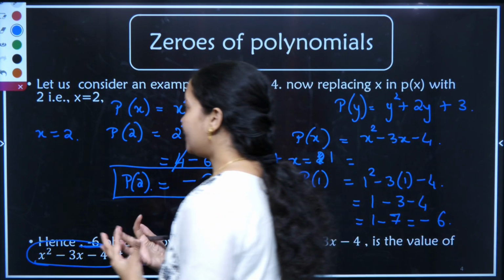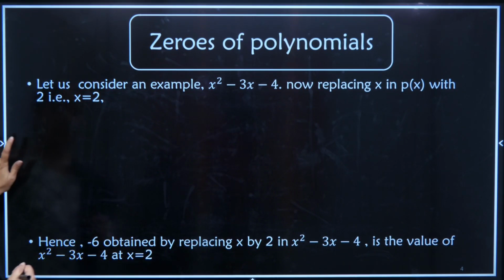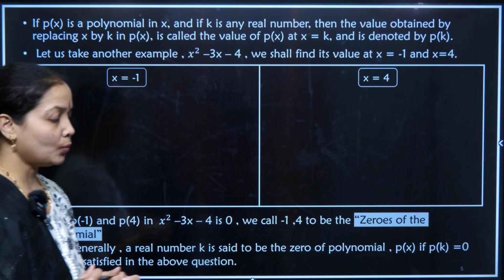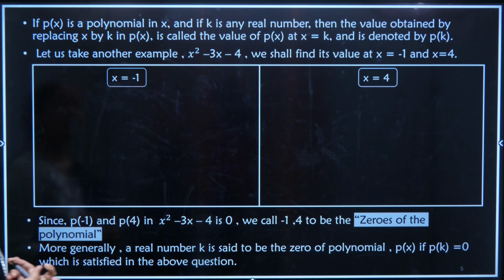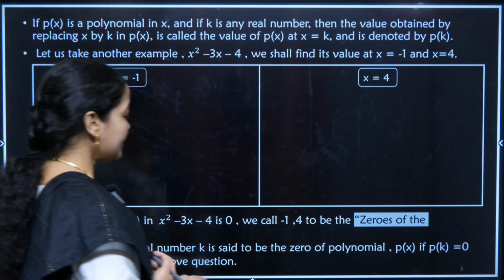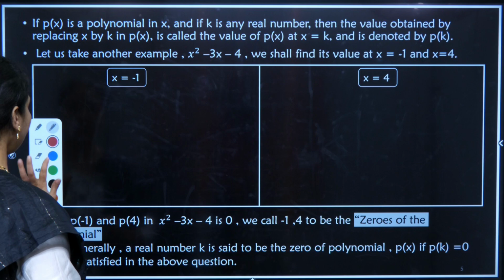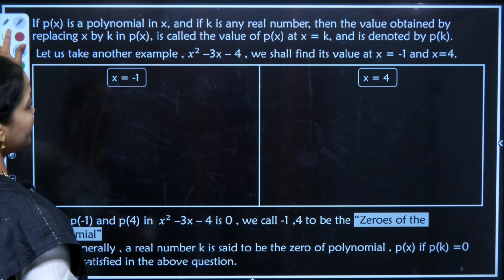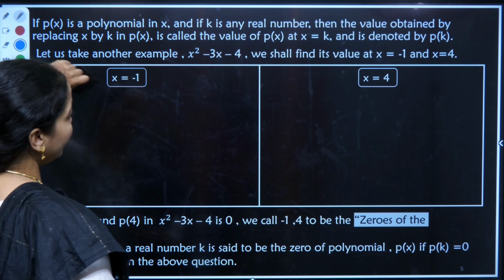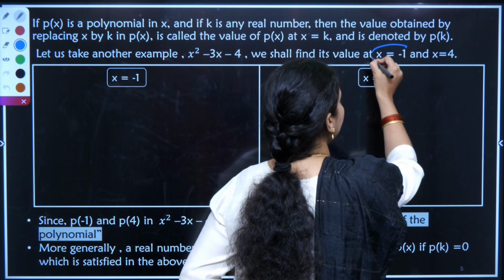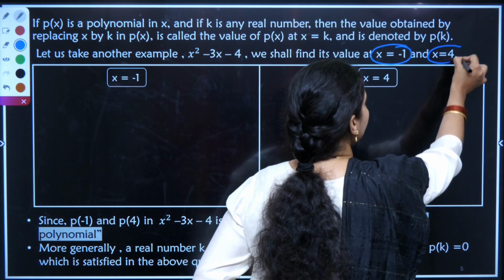To understand better, we have to just practice with many more questions like this, and we have just one more question taken up in the next slide. Moving on to the next slide. So I have another example here, x square minus 3x minus 4, and we will be finding the value of this polynomial at two different positions of x, that is x is negative 1 and x is 4.